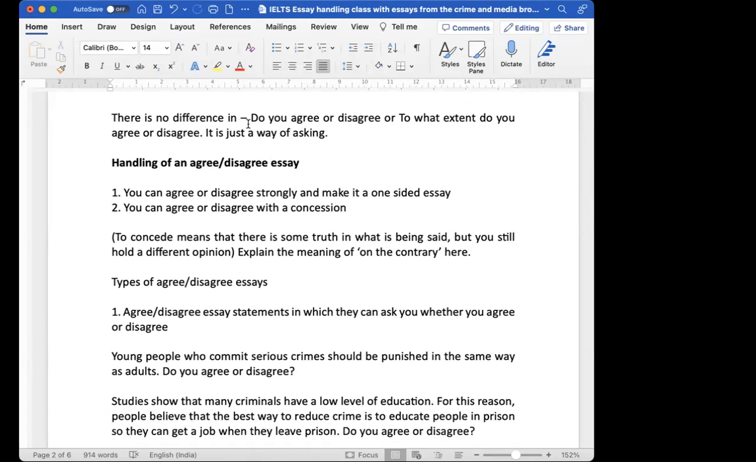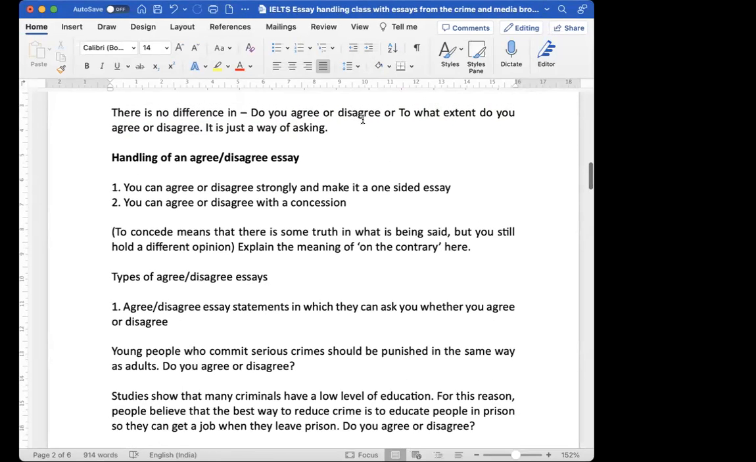Okay, now there is no difference in do you agree or disagree, or to what extent do you agree or disagree. It is just a way of asking. Okay, don't start writing the extent in this type and no extent in this type. It is the same. You can give extent here also and here also.